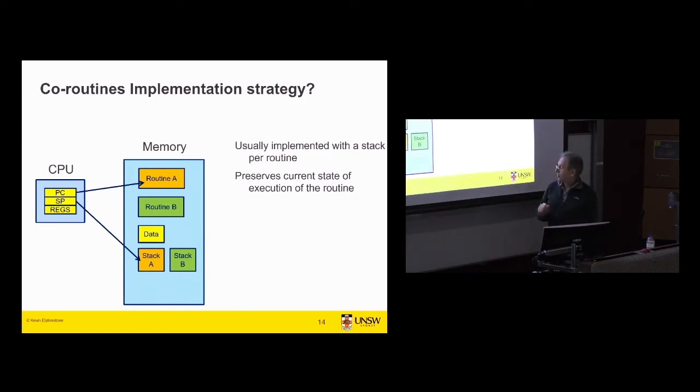Okay, so coroutines are usually implemented with a stack per routine. So we should be able to save progress within that particular function at the point of the yield, and then we need to be able to resume progress of a different coroutine at the point where it yielded. Okay.